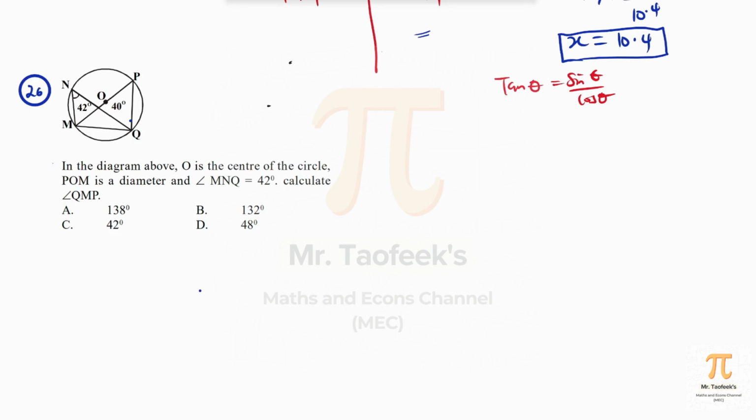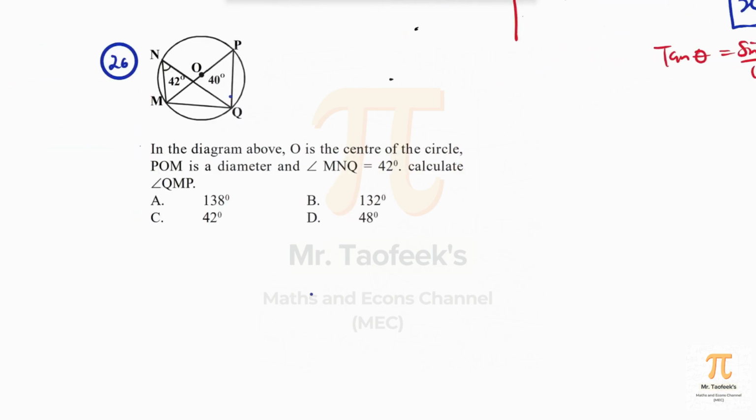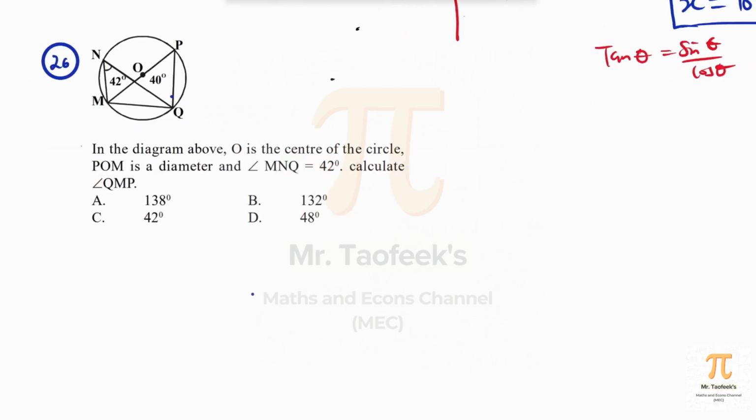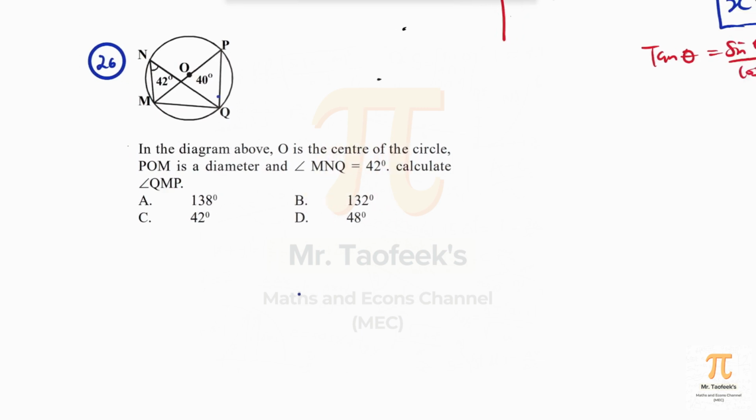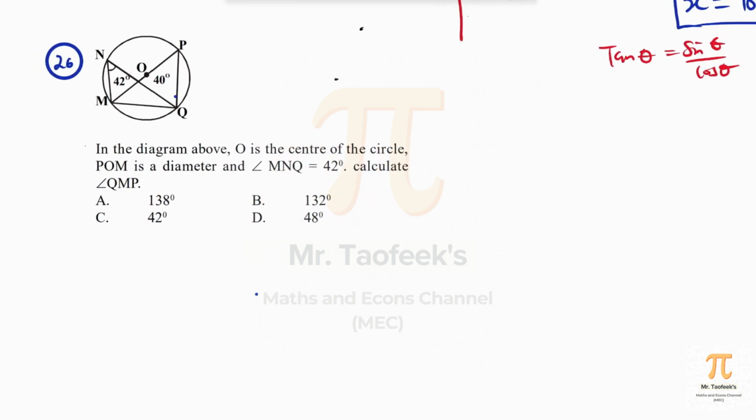So we have a question here about circle theorem, and what are we told to do? Just zooming in a little bit more. Okay, the question says, in the diagram above, O is the center of the circle, so we can see that O. Then POM is the diameter. Okay, POM is the diameter. And angle MNQ, so this angle over here is 42. Calculate QMP. So the first thing to do is to locate the angle you want to calculate.